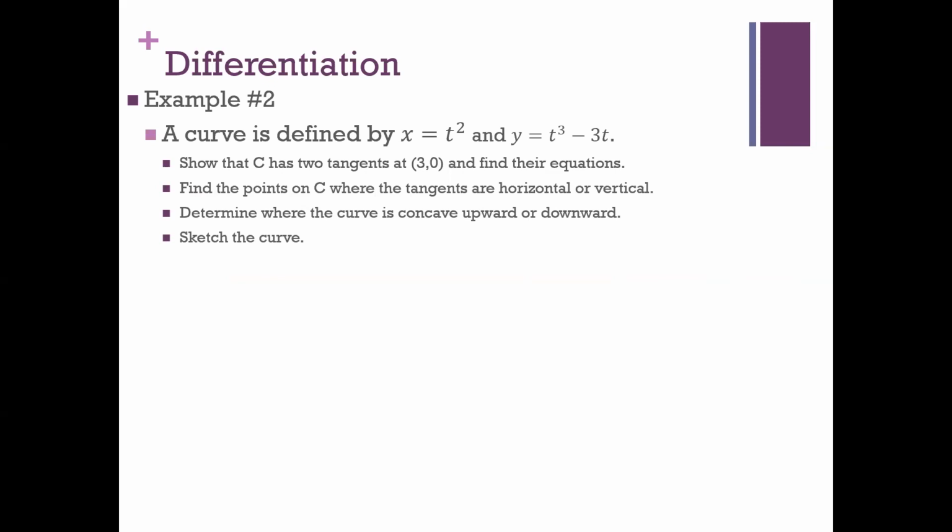So this curve right here, and it's just one curve. I have two equations here, but just one curve. So let's take these one at a time. First I want to show that C has two tangents at (3, 0). So how could it have multiple tangent lines at the same point?